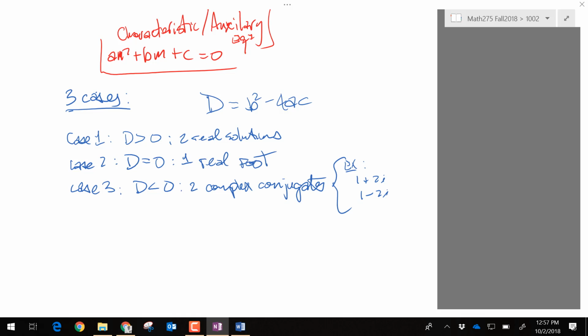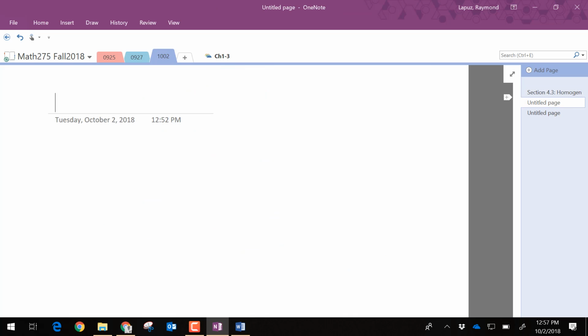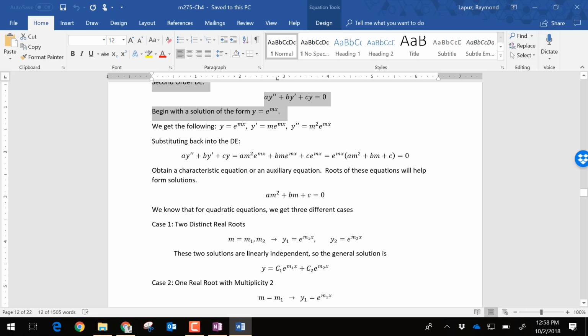So we will deal with each of these by just doing some examples. Okay? All right, so let's take our case 1. See if there's an example for that.